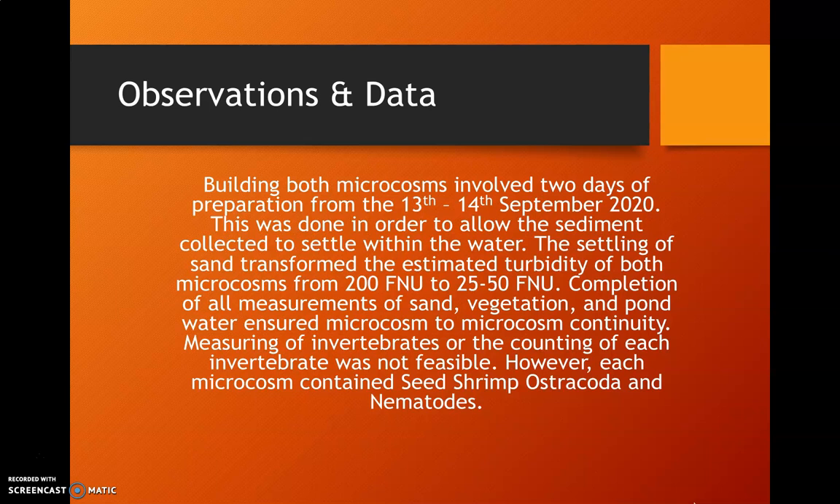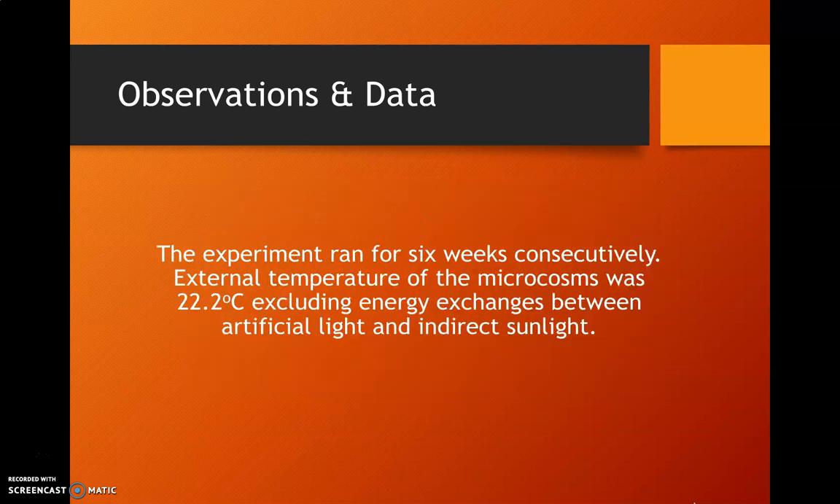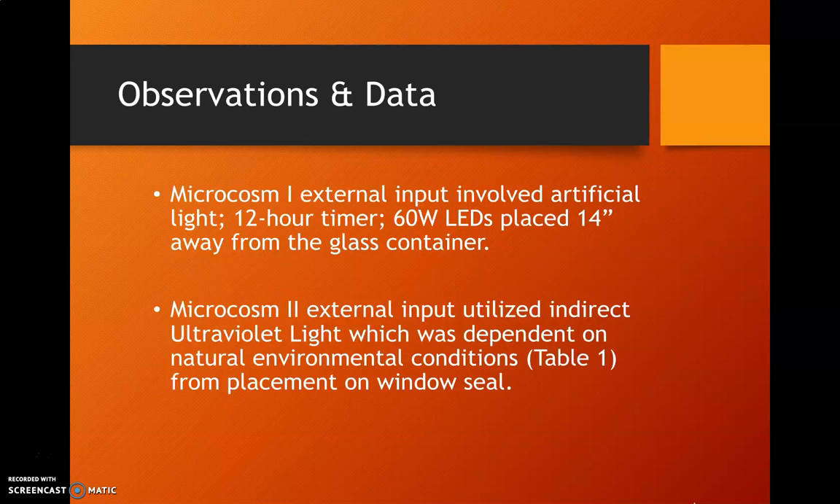Measuring of invertebrates or the counting of each invertebrate was not feasible. However, each microcosm contained sea shrimp, ostracoda, and nematodes. The experiment ran for 6 weeks consecutively. External temperature of the microcosms was 22.2 degrees Celsius, excluding energy exchanges between artificial light and indirect sunlight.